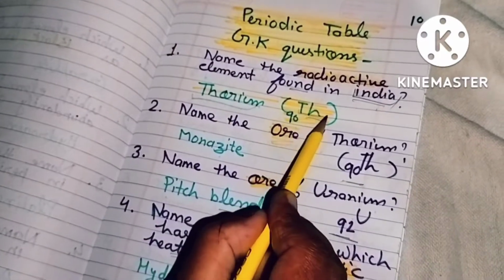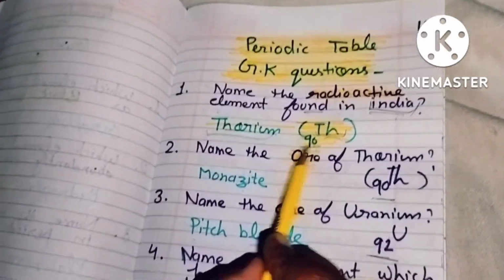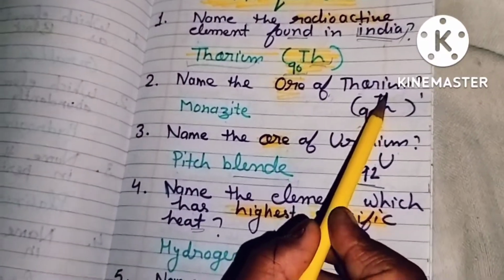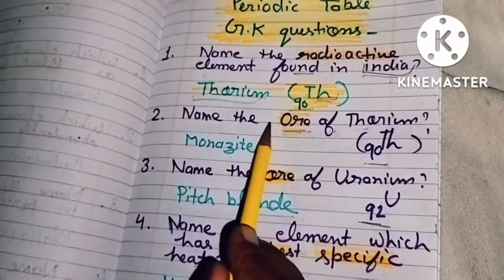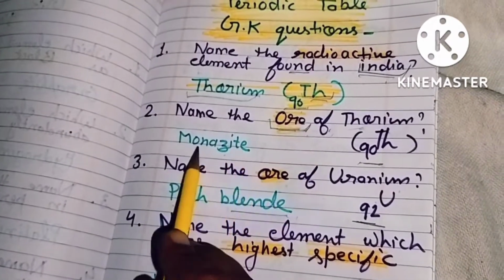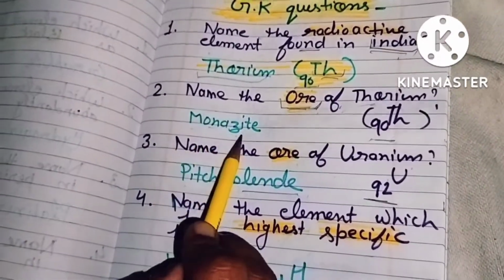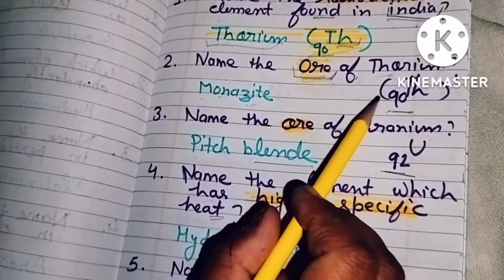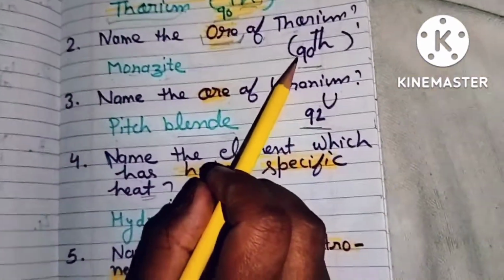Its symbol is Th and its atomic number is 90. Next, the name of the ore of thorium. Thorium is extracted from monazite. Monazite is the main ore of thorium. It means monazite is the source from which we extract thorium.